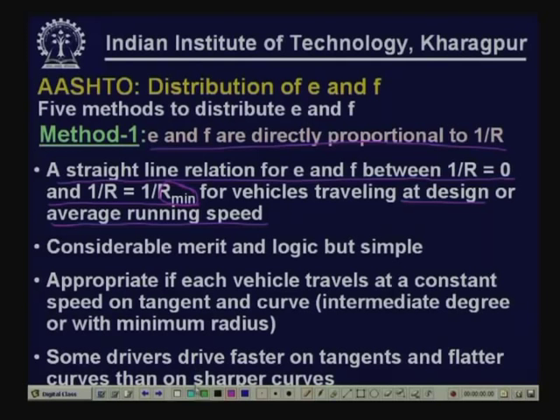So, now this method is appropriate if each vehicle travels at a constant speed on tangent and curve. Earlier also I have mentioned here that for vehicles traveling at design or average running speed. Now, the same point is coming back here. This method is appropriate and correct if each vehicle in the traffic stream is traveling at a constant speed on tangent, on curve of intermediate degree, and also curve with minimum radius. In all places, each vehicle is traveling at uniform speed.